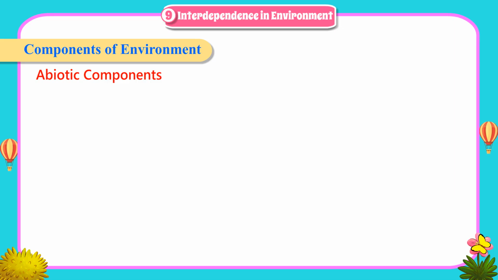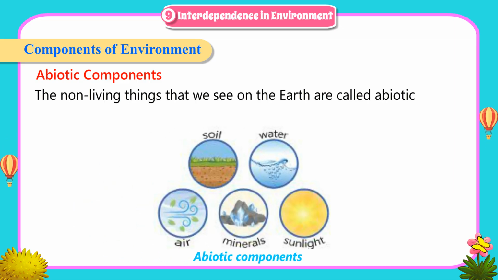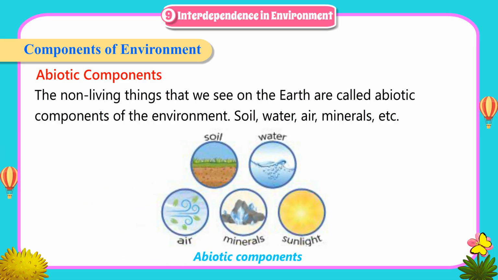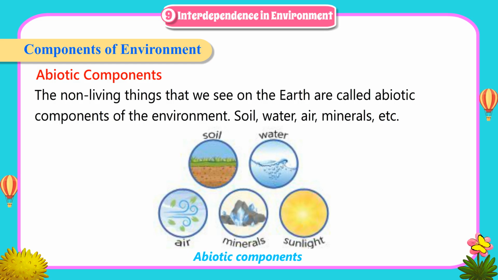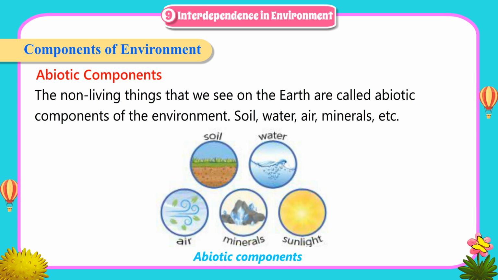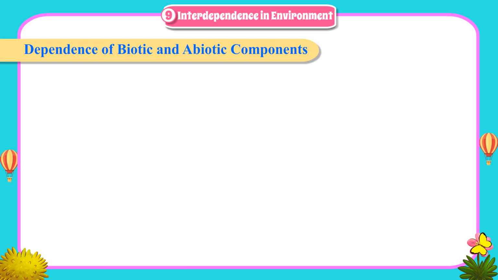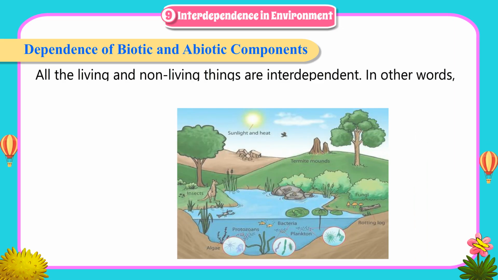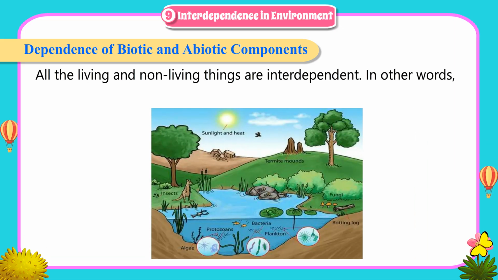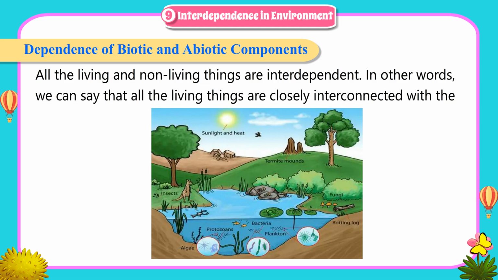Abiotic components. The non-living things that we see on the earth are called abiotic components of the environment. Soil, water, air, minerals, etc. Dependence of biotic and abiotic components. All the living and non-living things are interdependent. In other words, we can say that all the living things are closely interconnected with the non-living things.